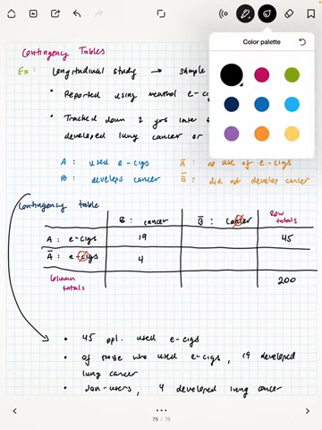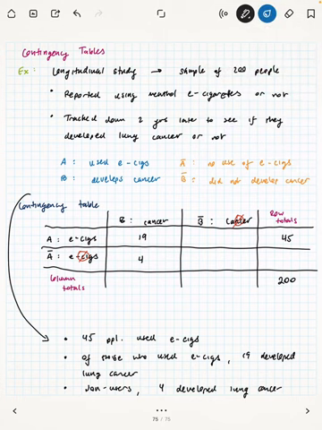How do we do that? Well, process of elimination, some deductive logic here. So if 45 people use e-cigs, that means the remainder didn't.